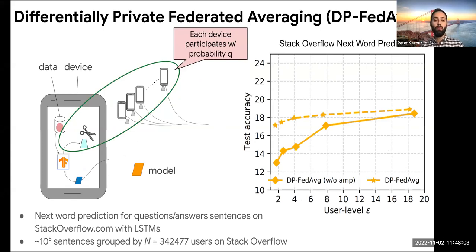But as you can see on this slide, for an expert prediction model on the Stack Overflow data set, if we compare the performance of the amplified DP federated averaging to the unamplified DP federated averaging, we're going to see a big, big gap. If we don't use this technique, amplification via sampling, we're going to lose a lot of accuracy. So for instance, look at epsilon equals 4 on this plot. We can get about an accuracy of 18%, which is actually quite good for that epsilon when we use amplification via sampling. And when we do not use amplification via sampling, this number drops to something that's fairly close to 14%. So we're losing a lot of the accuracy.